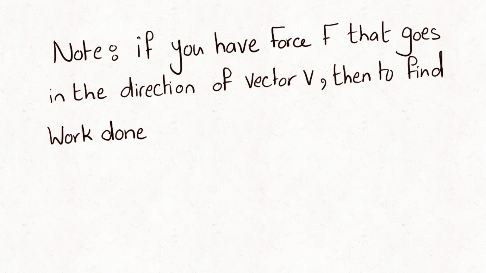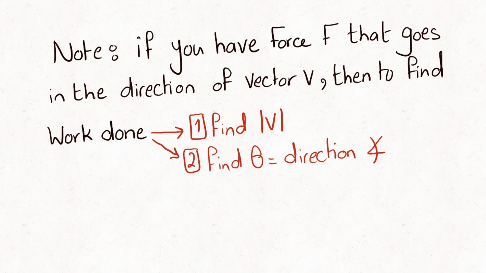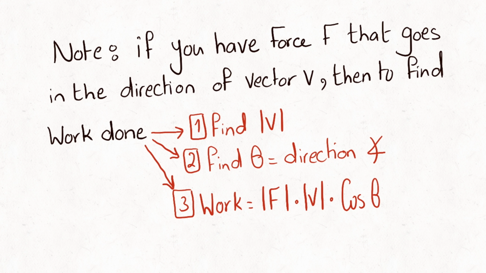Okay, work needed. When you have a force F that goes in the direction of the vector V, to find the work done, first of all, you have to find the magnitude of the vector V. Then you will decide theta, the direction angle. And then you will say, okay, work done is basically magnitude F times magnitude V times cosine theta.